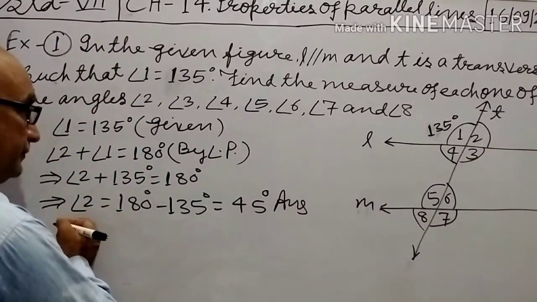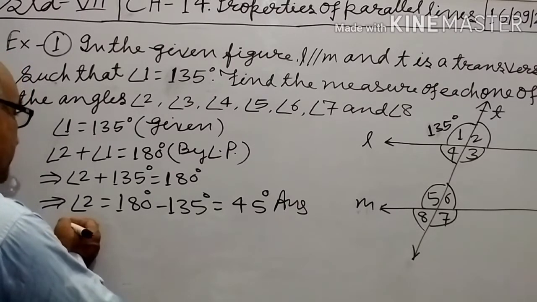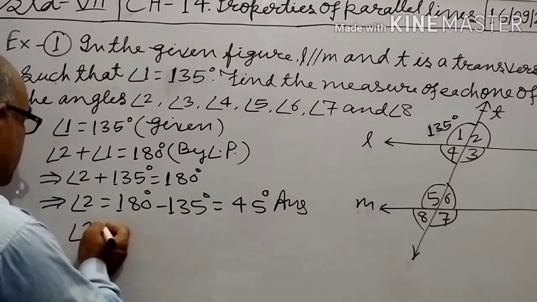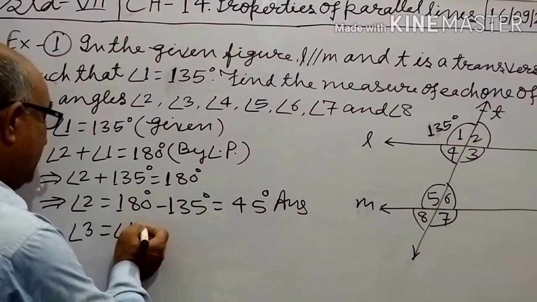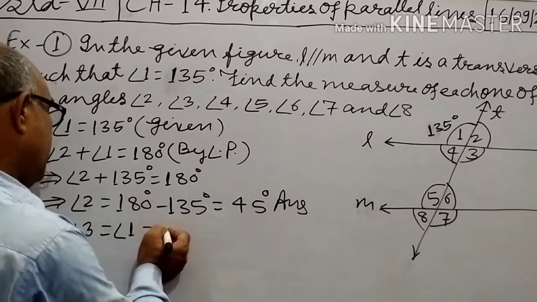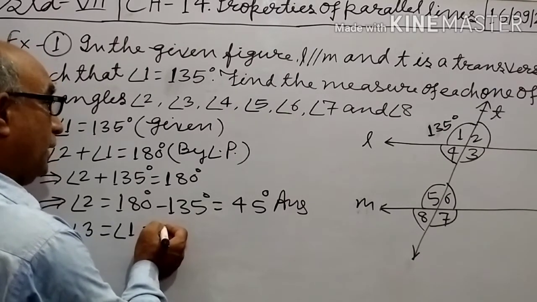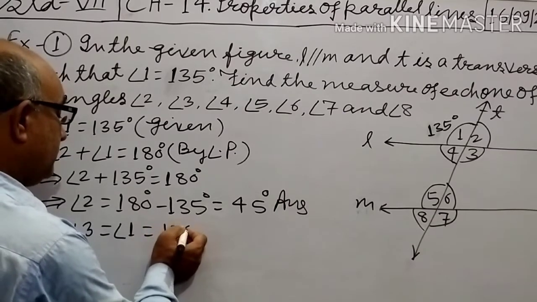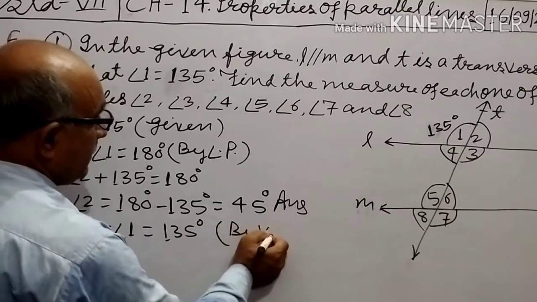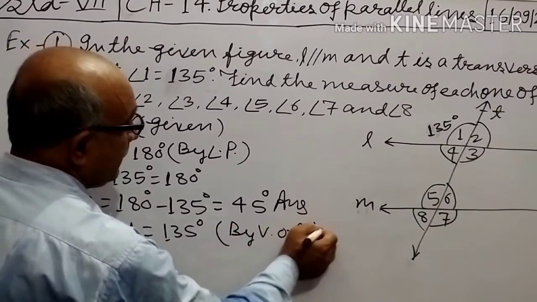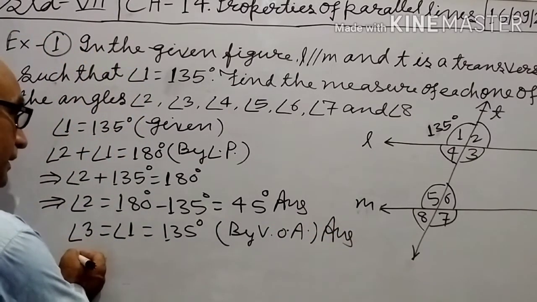Now find angle 3. Angle 3 equal to angle 1, by vertically opposite angles. Angle 3 equal to angle 1 equal to 135 degrees by VOA. Answer.